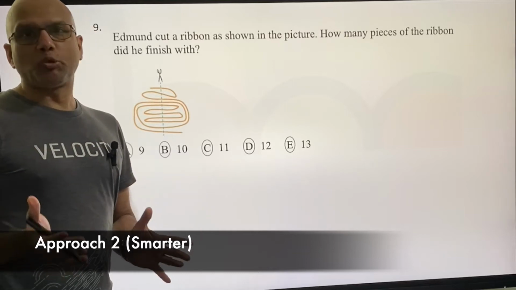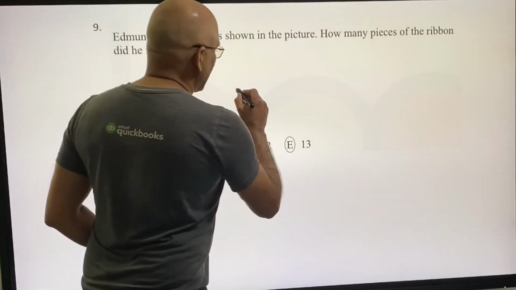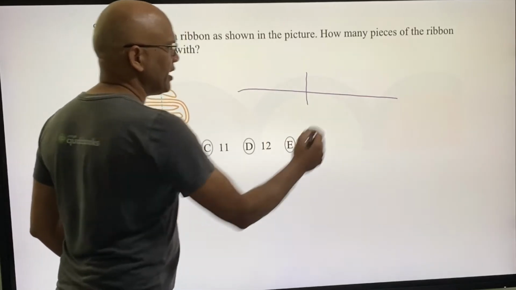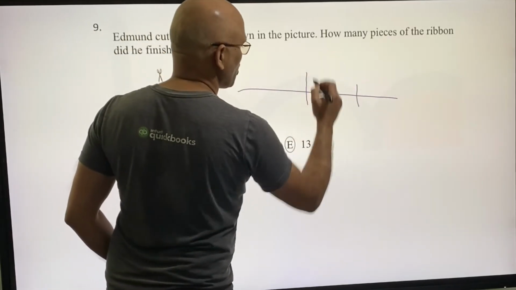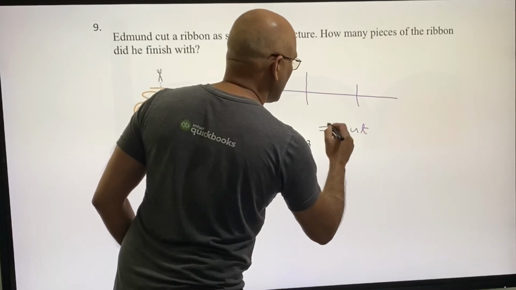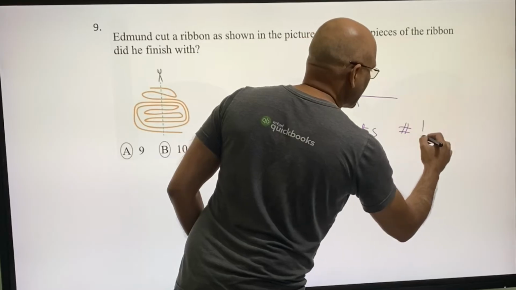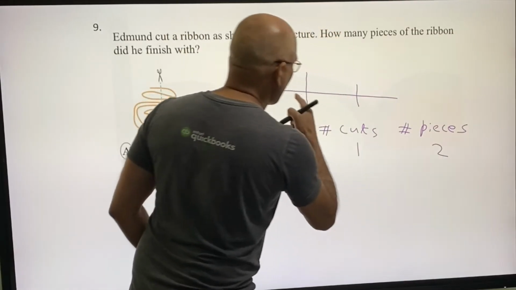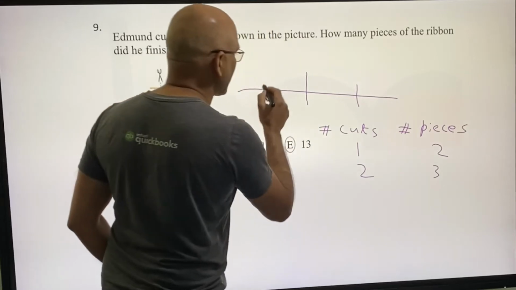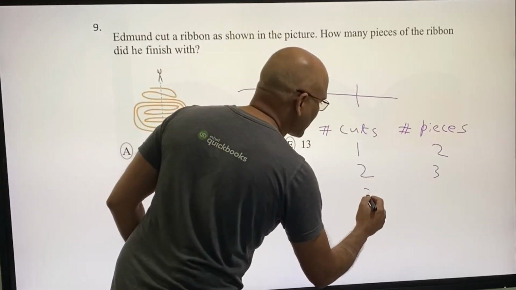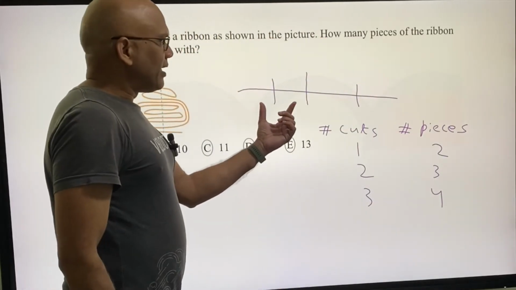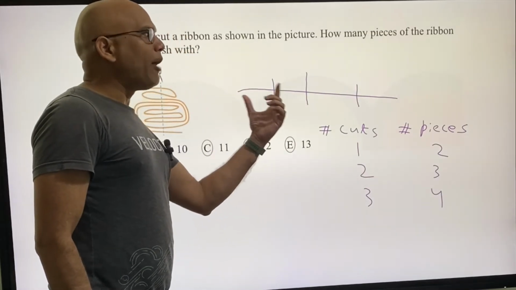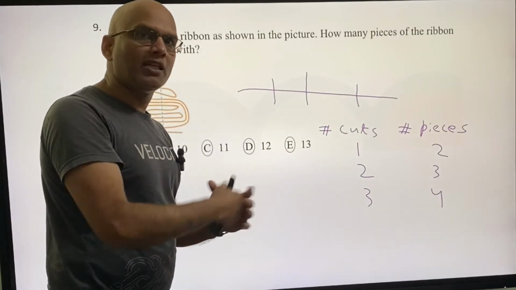Actually, there is an easier approach to this problem. If you think about it, let's say if I take a piece of ribbon, if I make one cut, there will be two pieces. If I make two cuts, there will be three pieces. So number of cuts, number of pieces. If I make three cuts, there will be 1, 2, 3, 4 pieces. So if there are n number of cuts, there will be n plus 1 number of pieces. So how many ever cuts we make, we end up with one more than that number of pieces.